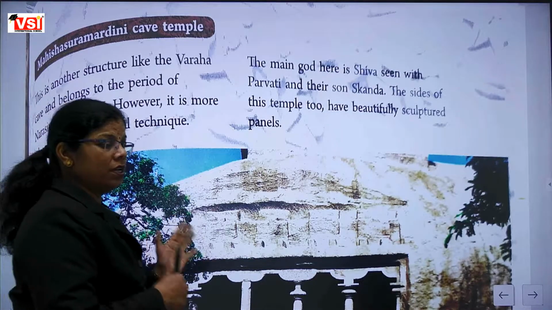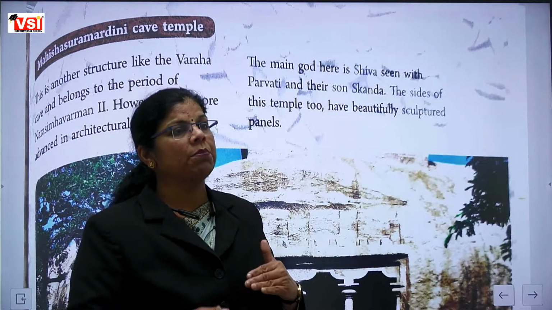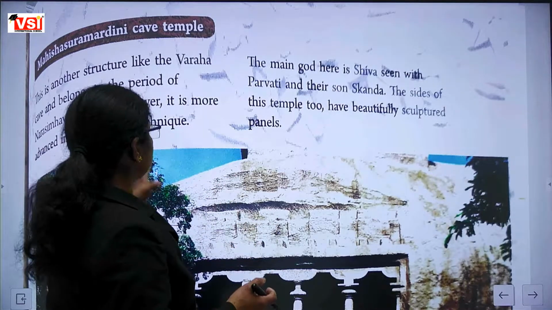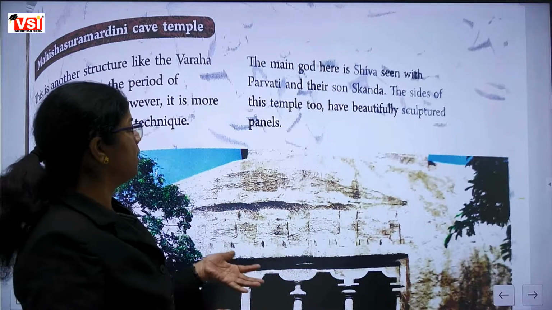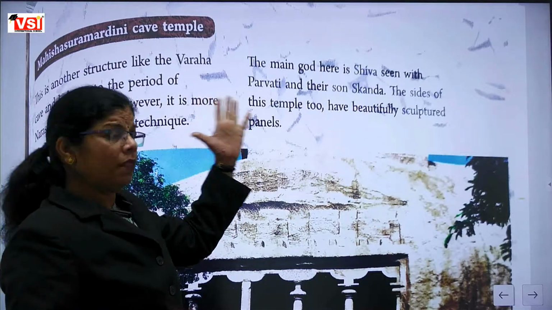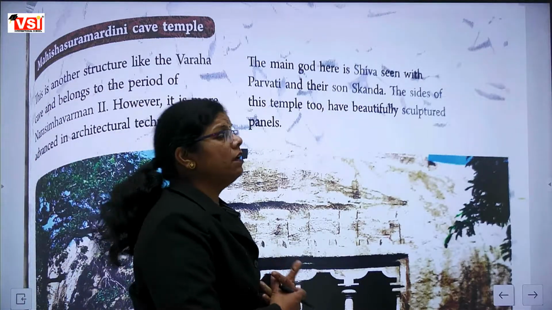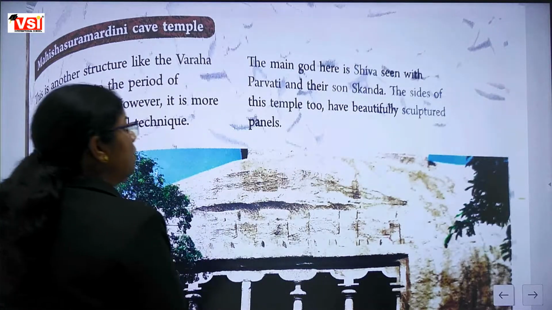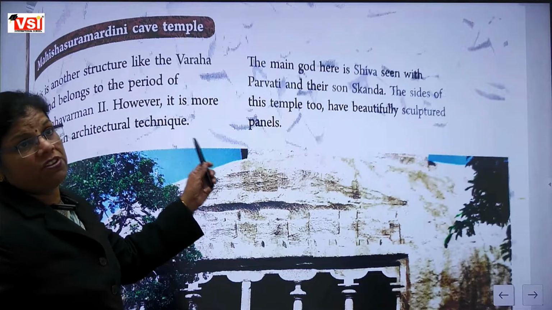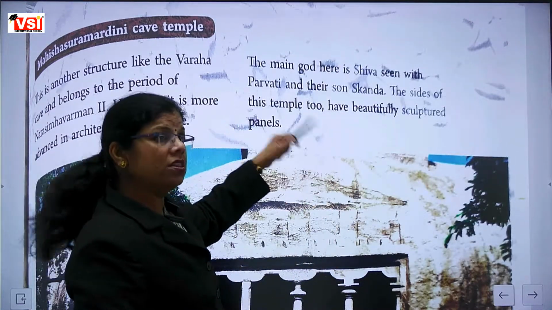Means the technique and the architecture made here, the sculptures made here, are more refined. They have been made in a very good way, with very good technique. The main god here is Shiva, seen with Parvati and their son Skanda. Main god shown in these sculptures is Shiva, shown with Parvati and their son Skanda, the son of Shiva and Parvati, that is shown in these sculptures.